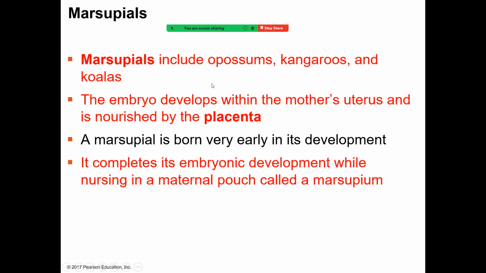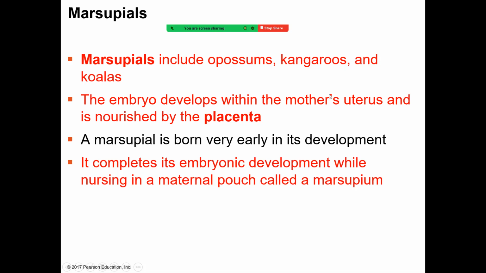Marsupials are interesting. They are mammals too. They're a unique group of mammals in that when their offspring are born, they're born at a very early embryonic stage of development, and then the embryo or the immature offspring will climb into a maternal pouch called a marsupium, which allows for the juvenile to develop further, and then later will be able to live outside of its mother's pouch. Marsupials include possums, kangaroos, and koalas.